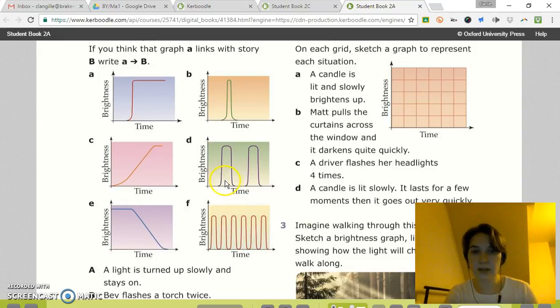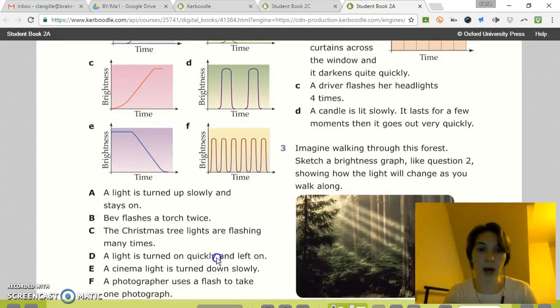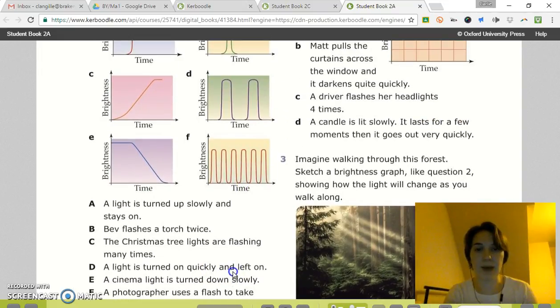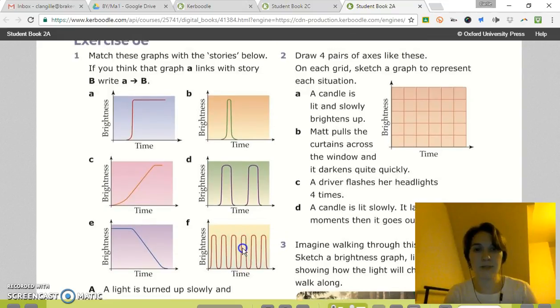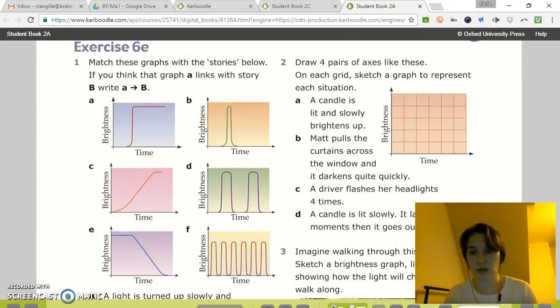Whereas these ones, they're kind of more spread out. So that might be something is turned on, and then it turns off, and then a little bit later, someone else turns it back on, okay? So I want you to do question 1, and you're just going to match which one matches with which story, okay?